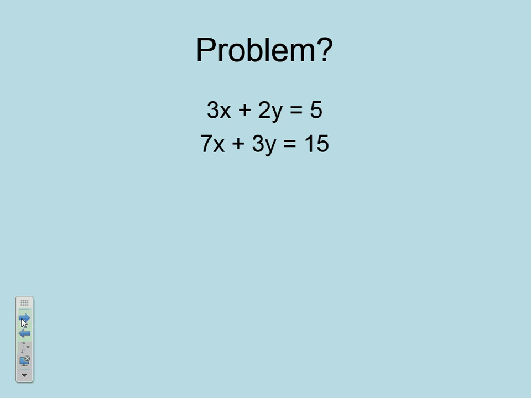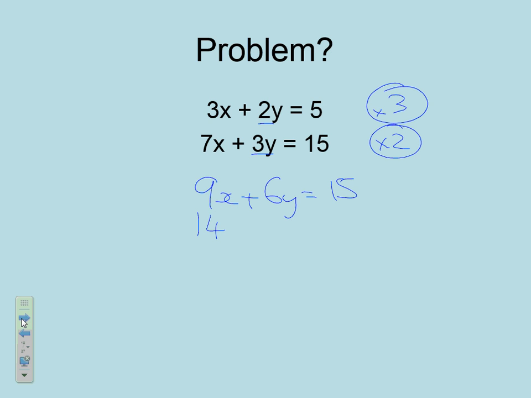And the last bit would be if the y numbers, we couldn't just times them. We have to think, what do 2 and 3 both go into? And of course the answer is 6. So we times the top one by 3 and the bottom one by 2. The bottom one gets times by 2 as well. And we're subtracting this time.